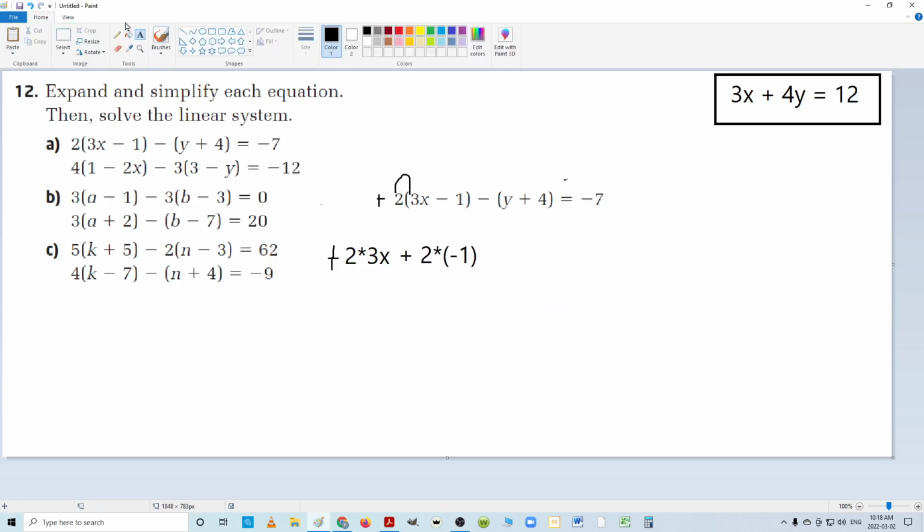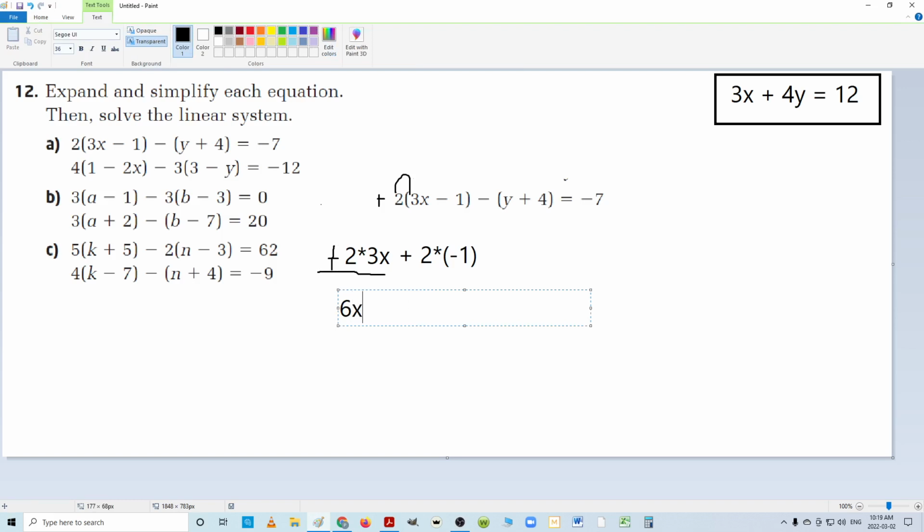So let's resolve this first part. What's plus 2 times plus 3x? It's plus 6x. But we don't write it when it's the first term. There is a plus there, but we don't bother. And then what's plus 2 times minus 1? Well, it's a plus times a minus, so it changes into a minus.